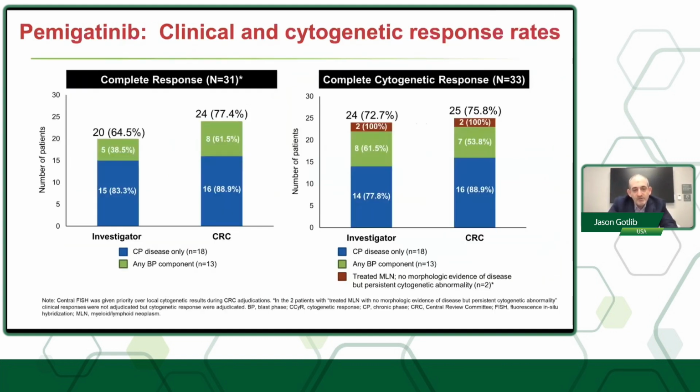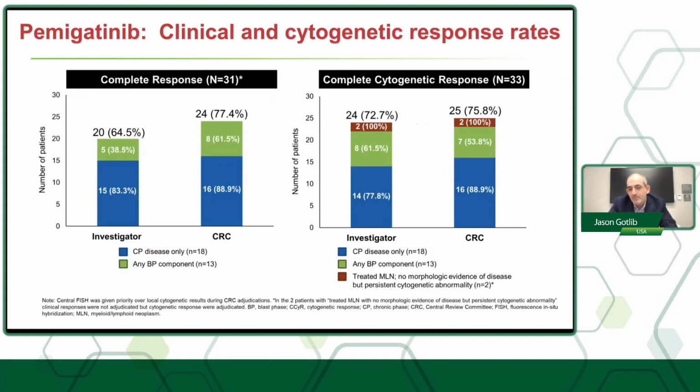Now, in these patients, and again, these patients present with chronic phase disease or blast phase disease, sometimes mixed phenotype acute leukemia, you can see that the complete clinical response rates were in the order of 60 to 70%, more robust, admittedly, in chronic phase disease, but also you have very good complete cytogenetic response rates, again, higher in chronic phase disease, but totaling in the range of 70 to 80%. So very robust responses, including very good cytogenetic responses with pemigatinib.